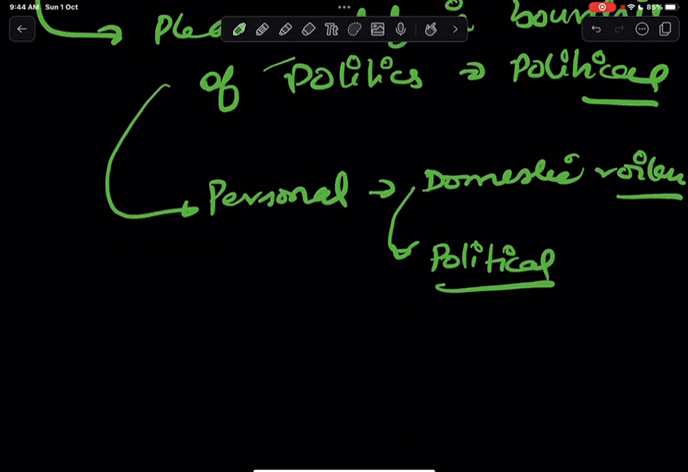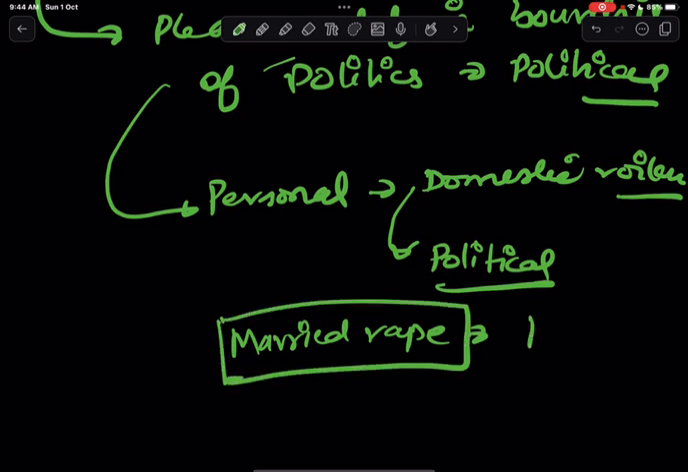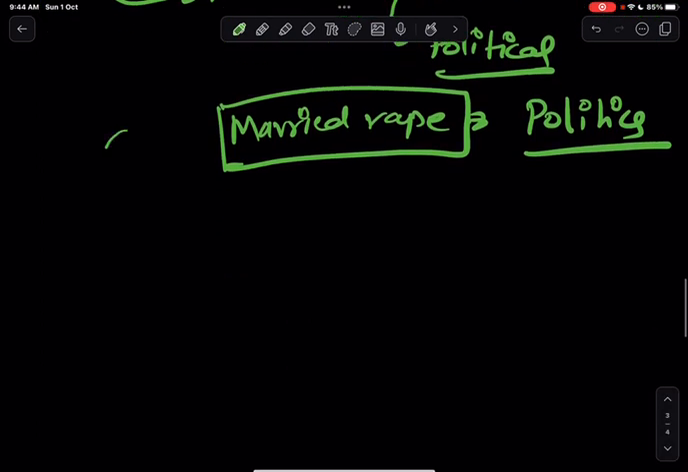Let's say another issue is marital rape. This is what is happening within four walls. I mean, hardly is it a public issue, but they are asking, no, cover it into politics. Make it a debatable point. This is what the feminists are demanding.